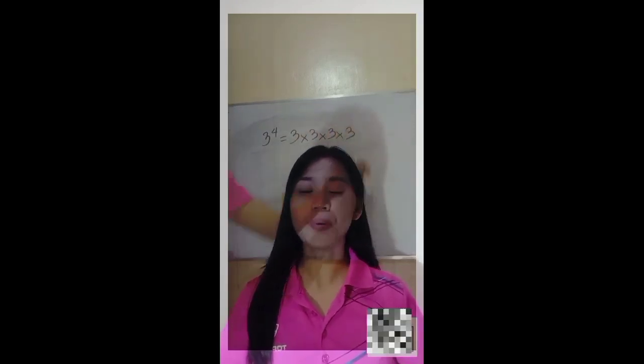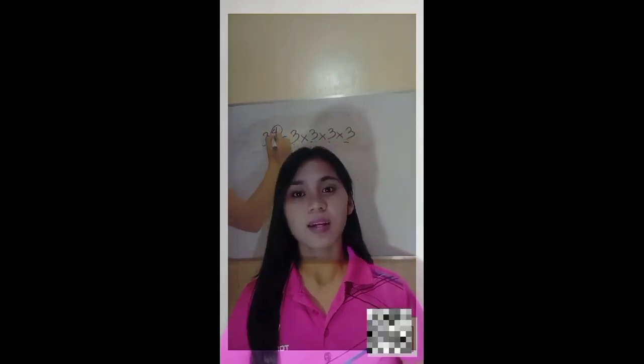If the power is 2, that means the base number is multiplied 2 times with itself. Here are the examples. 3 raised to 4 is equal to 3 times 3 times 3 times 3. Suppose a number A is multiplied by itself n times, then it is represented as A raised to n, where A is the base and n is the exponent.